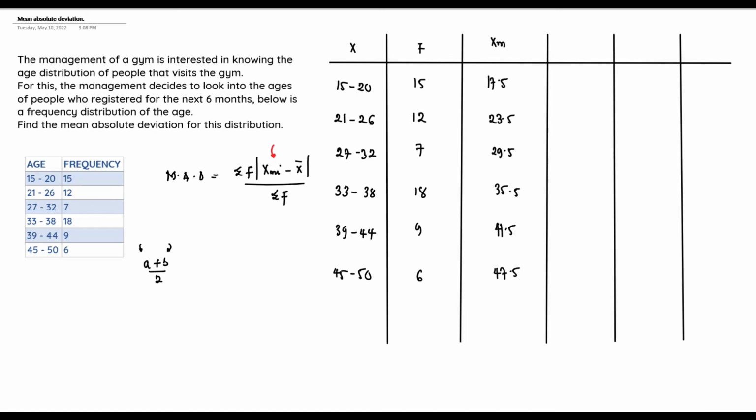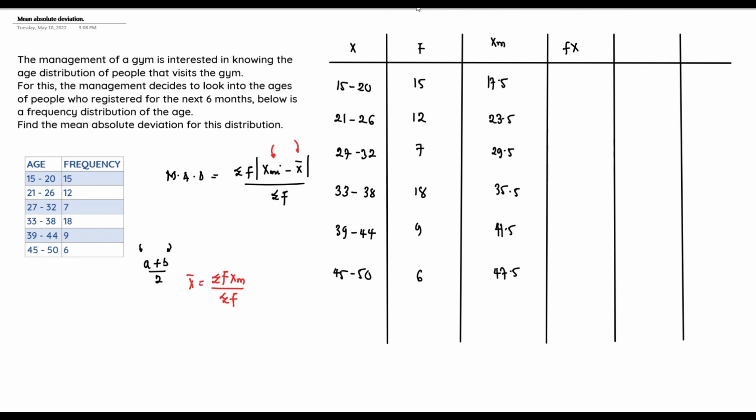So now that we've gotten the middle class for each of the classes, the next step is for us to get the mean, which is our x bar of our data set. This is the mean right here. So the formula for getting the mean is x bar equals summation fxm divided by summation f. So we need to get a space for fxm also.